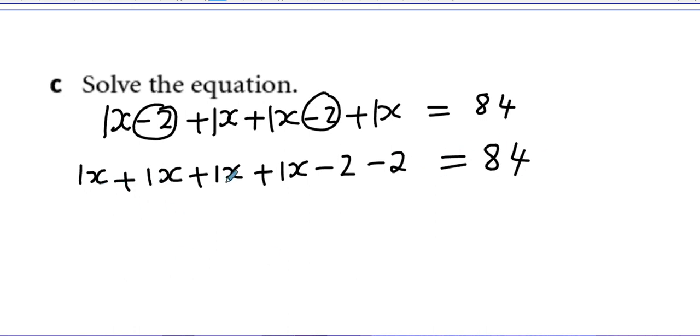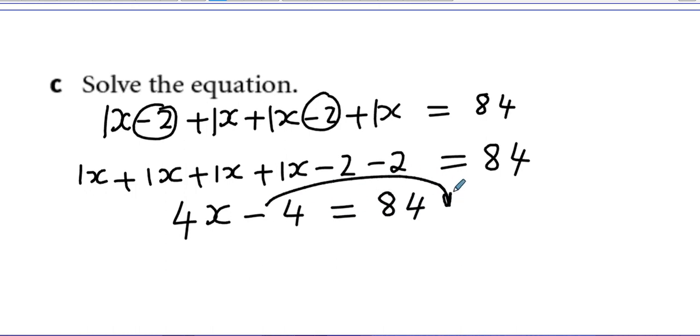1x plus 1x plus 1x plus 1x, we have 4x. Minus 2 minus 2, this will be minus 4. Equals 84. So negative 4 will be shifted to the right hand side. It will be 4x equals 84 plus 4.